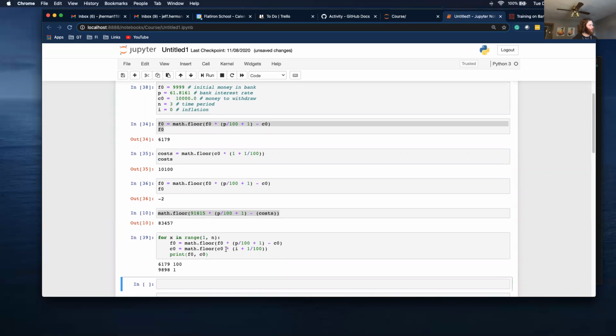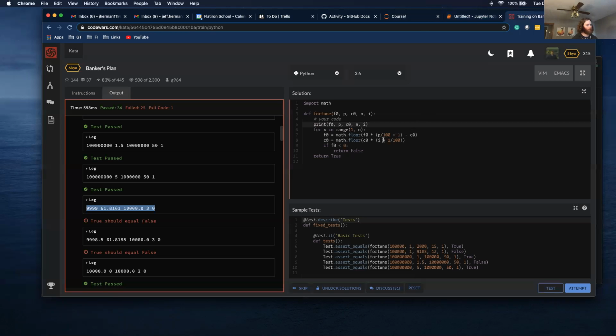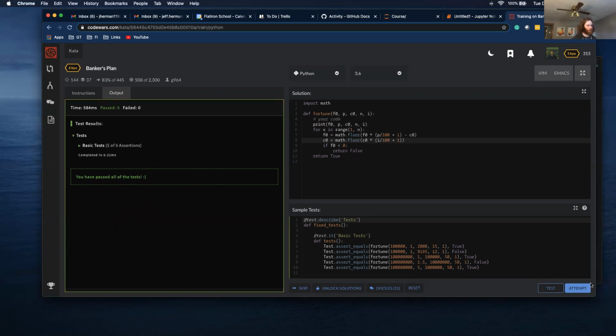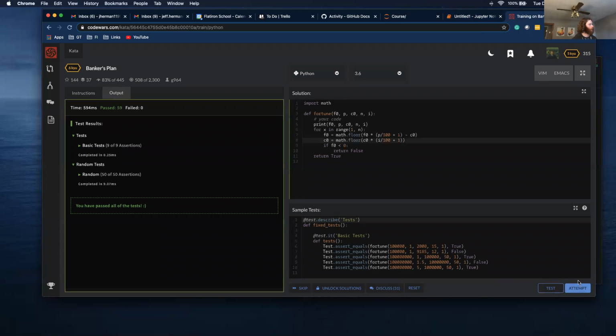So our cost is C0 times I. Oh, what the heck am I doing? It should be I divided by 100 plus 1. Rerun it. Okay, interesting that it worked for some of them. It should be I divided by 100 plus 1. So that works. That worked for everything.